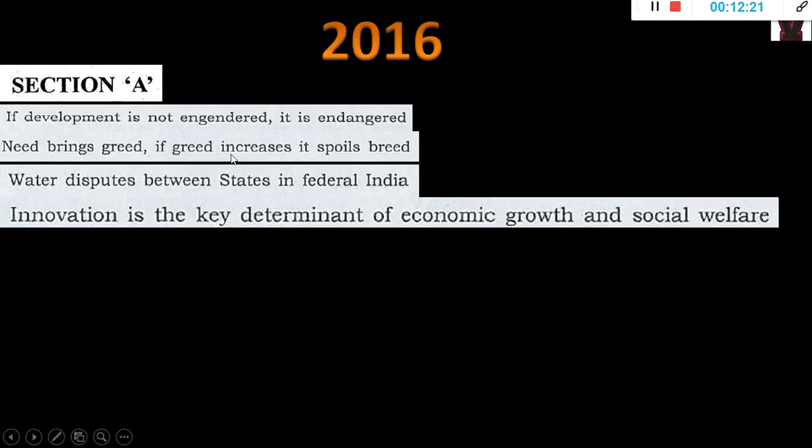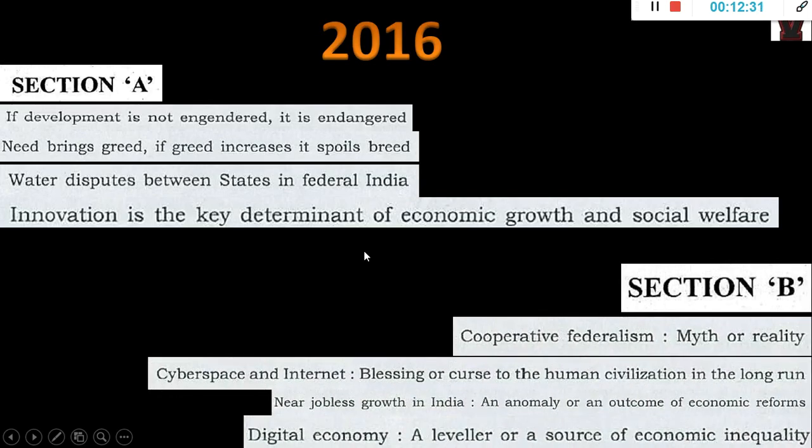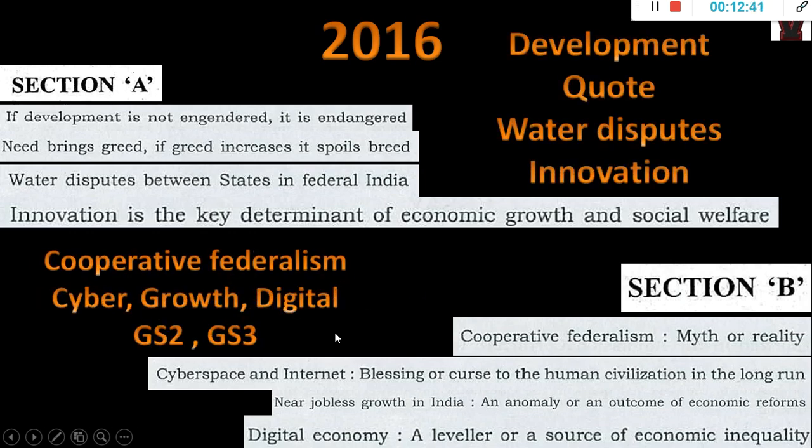But if you are choosing the difficult ones, one good thing is only few people will be writing that. So if 10 people write it, there's a high chance that your answer also will anyway look unique. Okay, so be careful on that thing. Section B: cooperative federalism, cyberspace and internet, jobless growth in India, digital economy. Entire thing is your GS topics. Okay, there is not even one philosophy there.